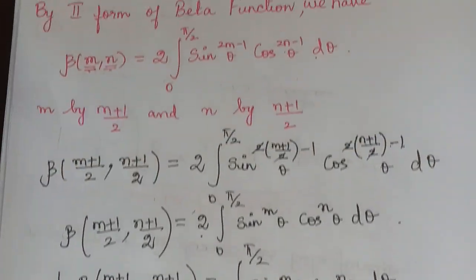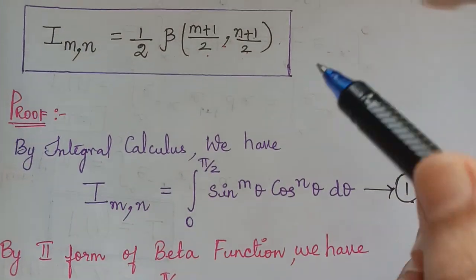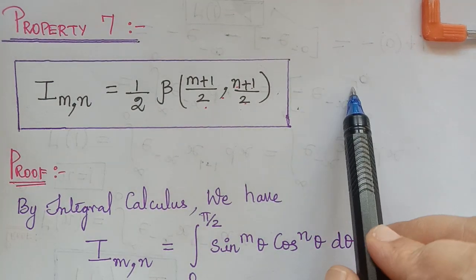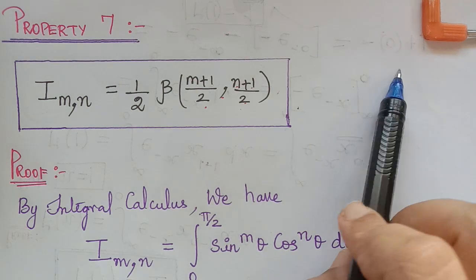So hope you have understood how we have to prove property 7. This is one of the important properties which we will be using in solving future properties.